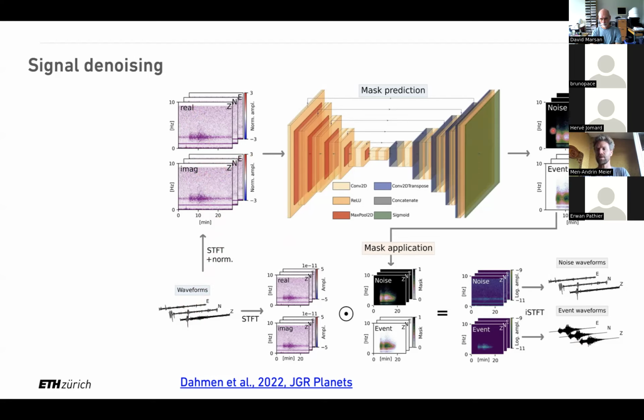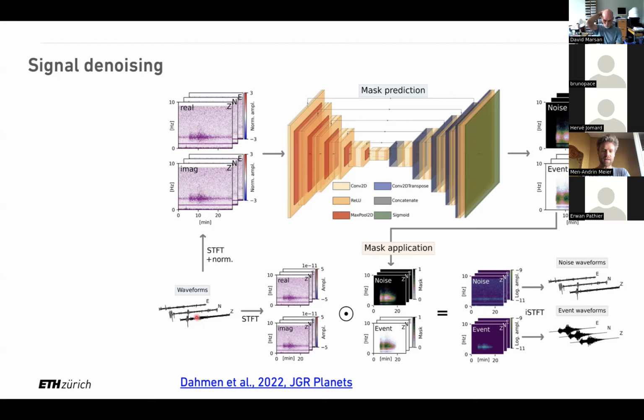And these are just matrices of the same dimensions as your input spectrogram, and they have values between 0 and 1. And 1 means, okay, in the noise segmentation mask, if it's 1, it means this frequency-time combination is all noise. If it's close to 0, then it's maybe signal. And so correspondingly, the signal or event mask would have a high value here and say, well, this frequency and time combination, a lot of this is signal.